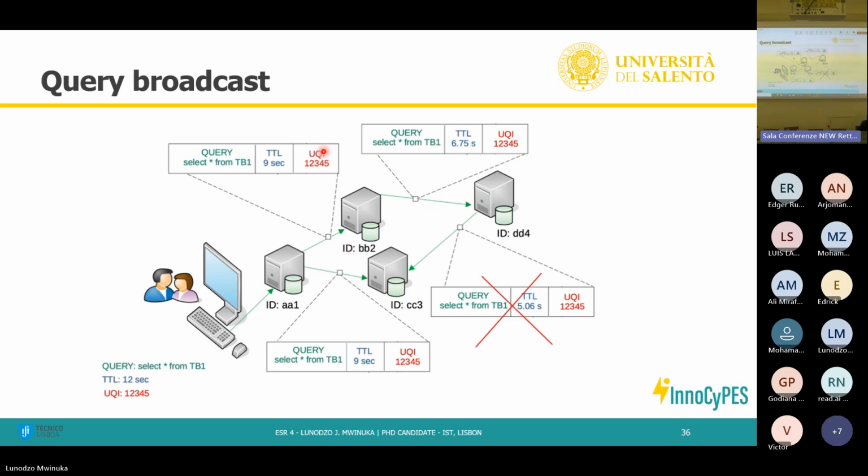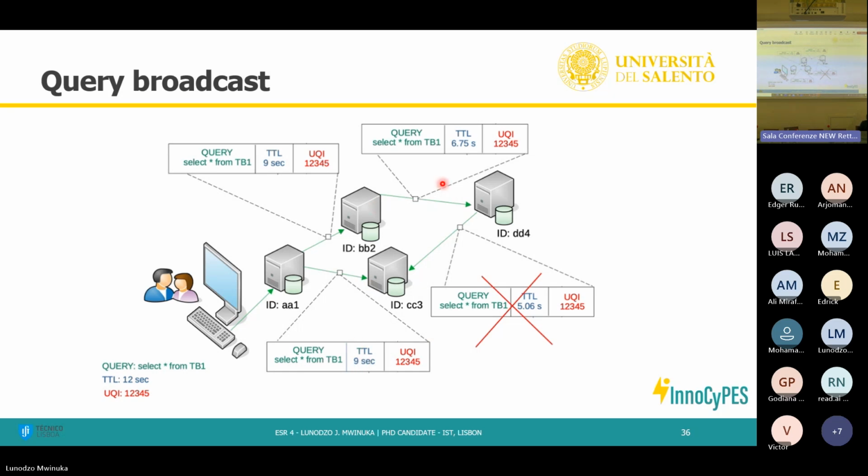Now you can see that in a table query, as we go to the second peer, we have the same query statement, but time to live is now 9 seconds. Remember, initially we started with 12 seconds, but now we have 9 seconds. The UQI value stays the same. This is also the same for the second peer because they are all on this first hop. So the time to live here is 9.